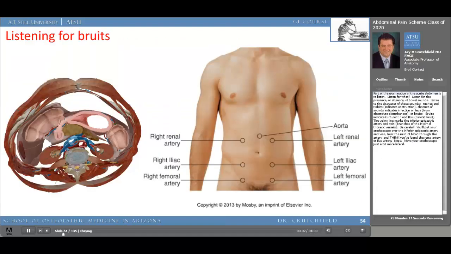The yellow line here marks the inferior epigastric artery and vein, i.e. branches of the internal thoracic vessels. Be careful. You'll put your stethoscope over the inferior epigastric artery and vein, hear the rush of blood through the artery, and think you've found a renal artery or an iliac artery and a renal artery stenosis through the bruit. Nope. Move your stethoscope just a bit more lateral to find those.